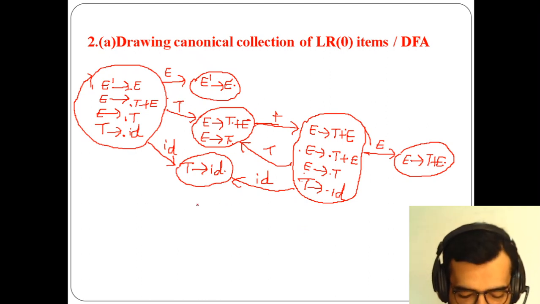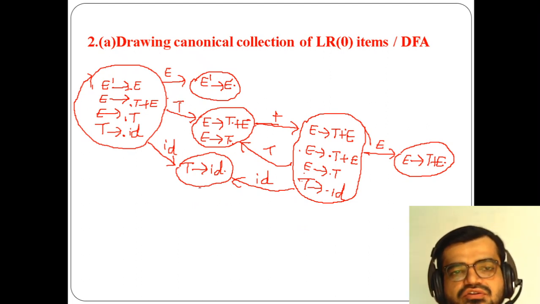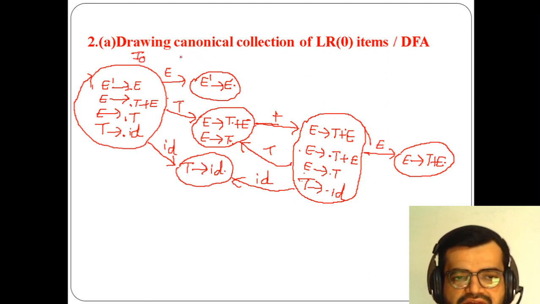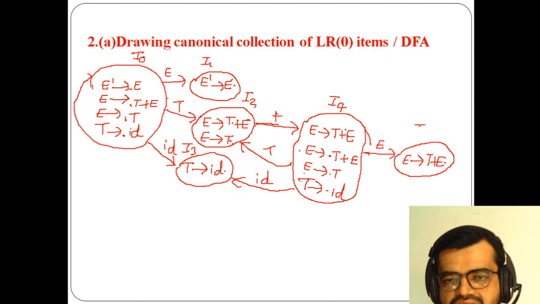Okay. So now nothing is left over. What we have to do right now is name the states. So this is your canonical collection of LR(0) items. After having the states, we need to number them. I said it should be level order. So first I am putting I0, this is I1, this is I2, this is I3, and this is I4, and finally this is I5.